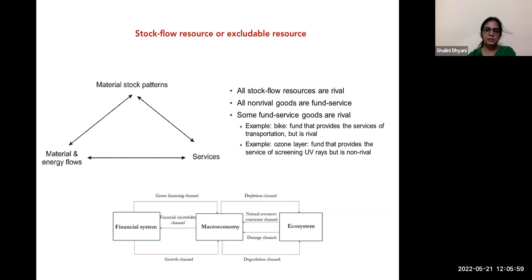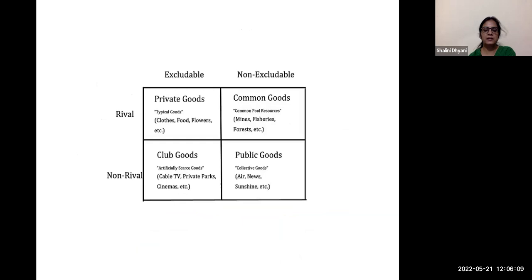Now, when I talk about stock flow resources, they are rival resources, and non-rival ones are fund service. So rival resources are basically private goods, for example your clothes, your food, flour, typical goods that we have, and they are excludable. Whereas rival non-excludable goods are common goods. For example, common pool resources are rival but not excludable goods.